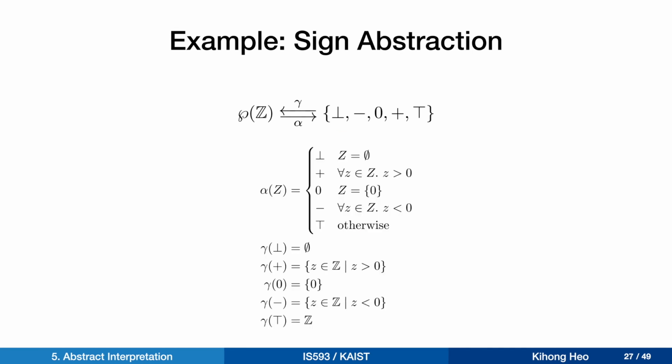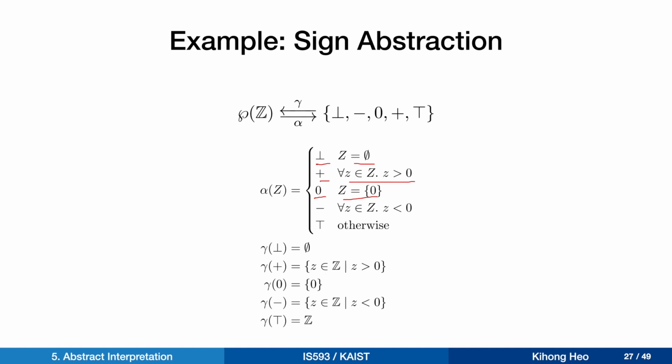Here is the formal definition of the Galois connection between two domains. The definition of Galois connection consists of the definitions of alpha and gamma. The abstraction of the empty set is the bottom in the abstract domain. And as you can see, for any set of integers, if all of the elements are positive, then the abstract counterpart is the abstract plus. If the set only contains 0, then the abstraction is the abstract 0.